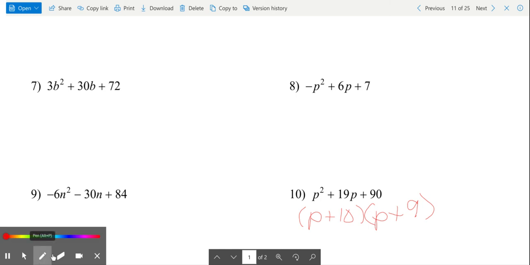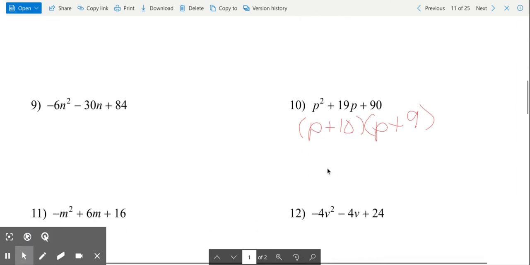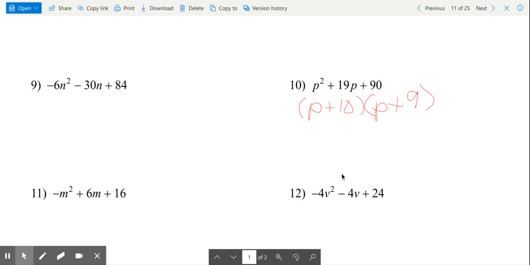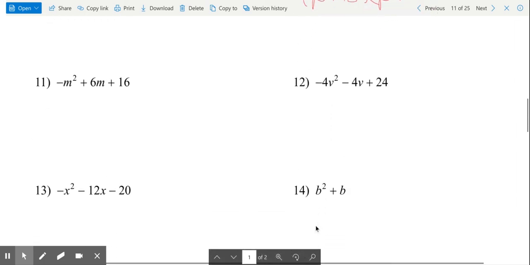Of course, if there's a number out here, then I have to use either AC with grouping or slide and divide, or some other trick to help me factor. So with something like this, I would do one of those.